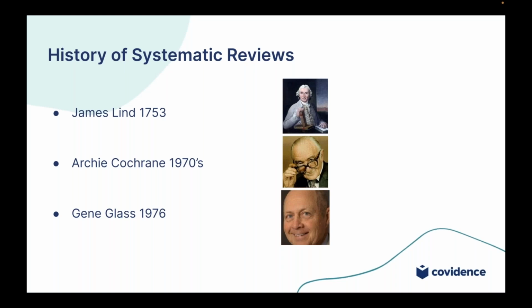Most commonly, we hear that the very first example of a systematic review was conducted in around 1753 by James Lind, who published a paper that aimed to provide a concise and unbiased summary of the evidence on scurvy. But it wasn't really until the 1970s and 1980s that more attention began to be paid to the growing need to improve the state of evidence synthesis.